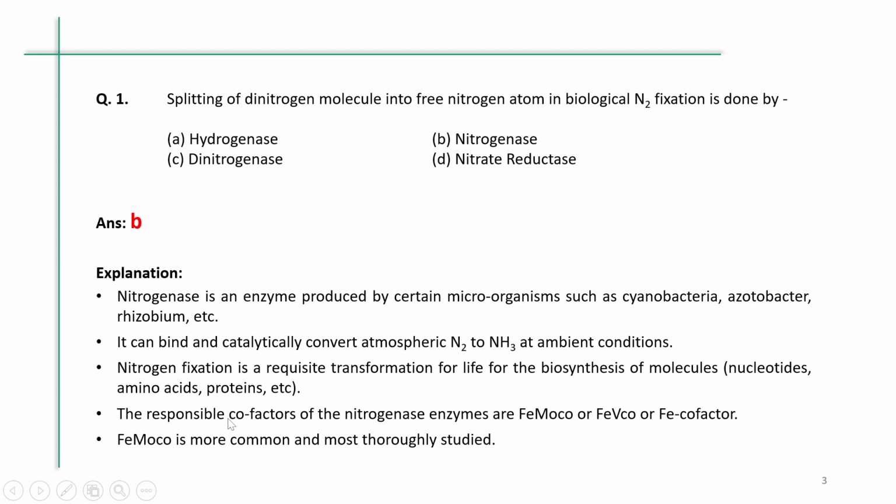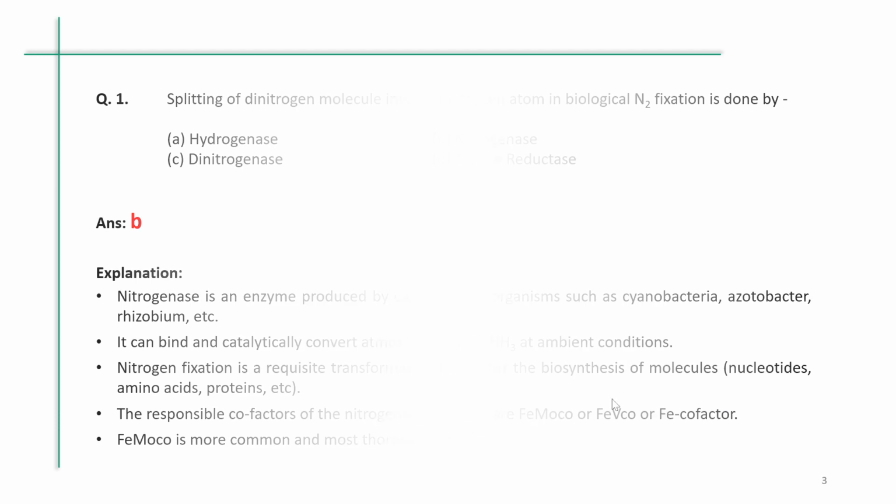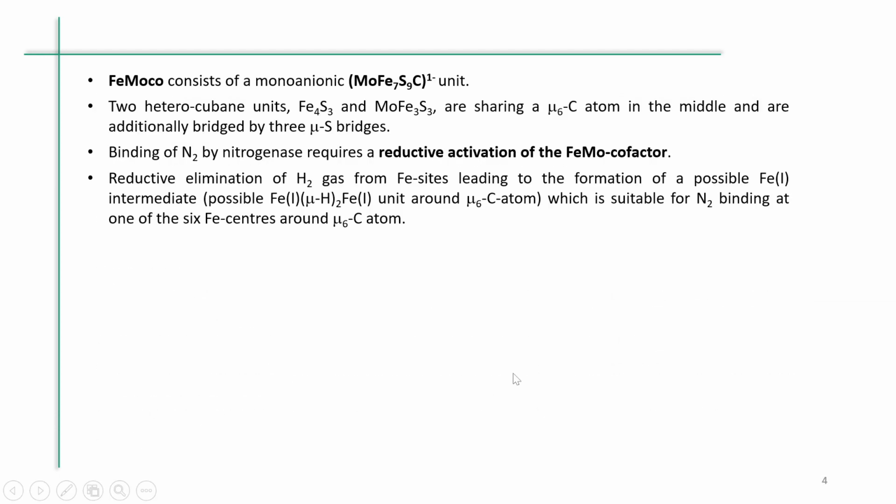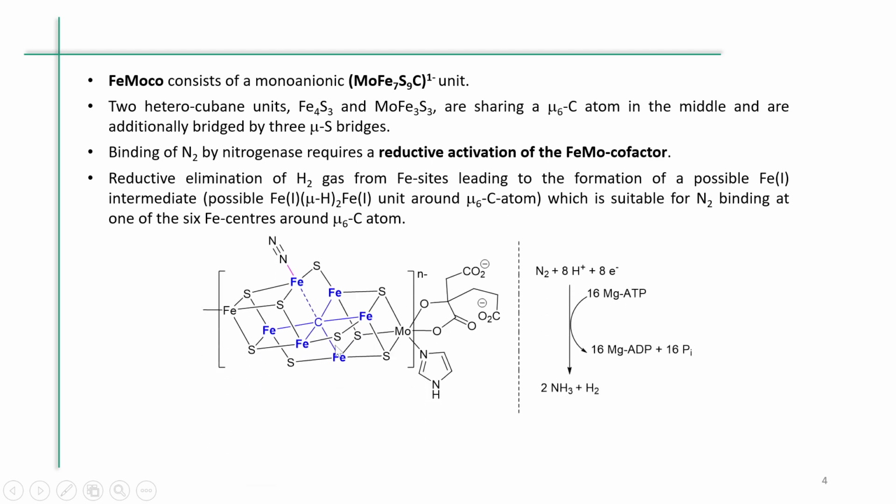Basically the cofactors responsible for nitrogen binding are iron molybdenum cofactor, iron vanadium cofactor, and iron cofactor also. Among all these, iron molybdenum cofactor is more common and most thoroughly studied. What consists this iron molybdenum cofactor is one monoanionic molybdenum heptairon S9C minus unit, as we can see from the structure. This is the structure of iron molybdenum cofactor.